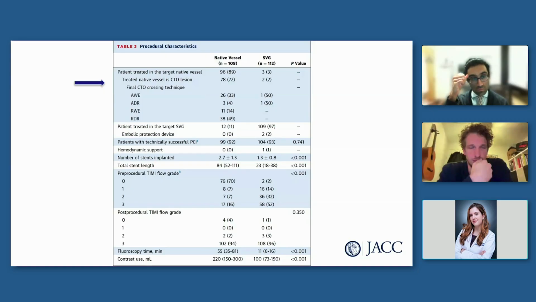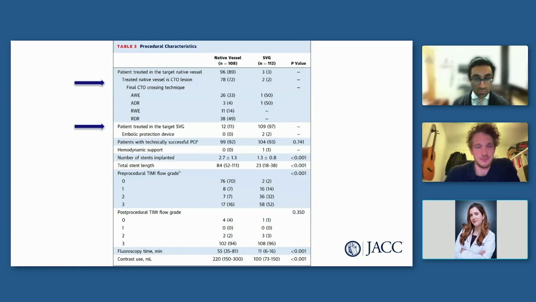This is probably unnecessarily technical for the purposes of the discussion, but AWE stands for antegrade wire escalation. That's generally the lowest technical difficulty required for CTO interventions. Antegrade dissection and reentry, where you dissect the vessel and reenter it, is a little more complicated. And then the retrograde approaches, retrograde wire escalation and retrograde dissection and reentry. So you can see here that it ranged the techniques that were required, but you do have to be a highly skilled operator to be able to do retrograde dissection and reentry, and that was a not insignificant portion of patients.